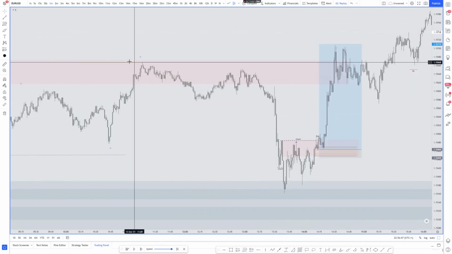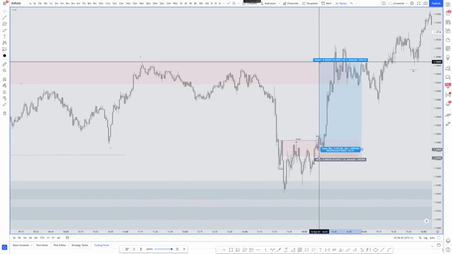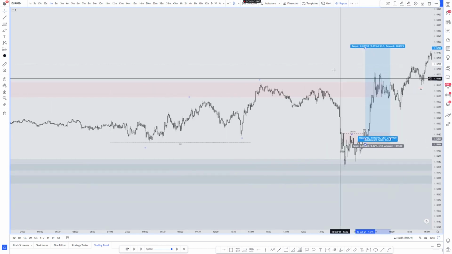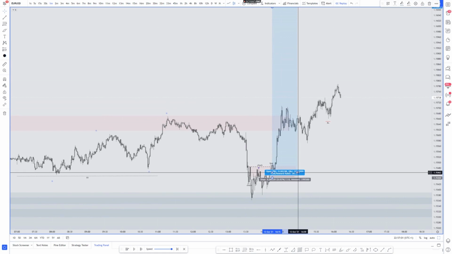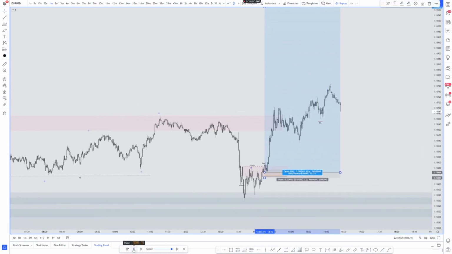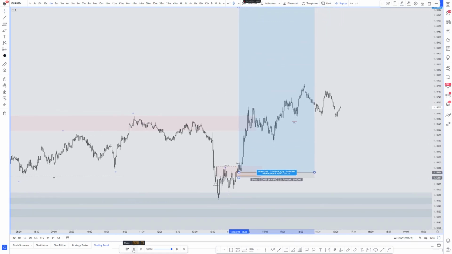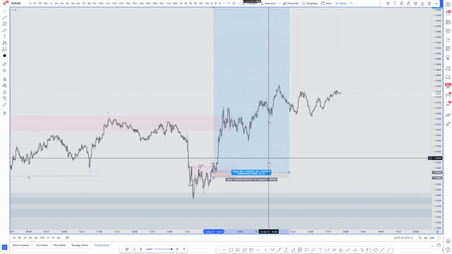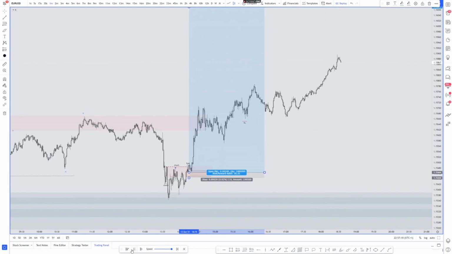I would rather partial out 80% right here and then just leave 20% running. And if it ends up running on you, that's great. If it doesn't, no big deal. You've already paid yourself. This trade owes you nothing. But sometimes they continue on running. We never know. So this one hasn't taken you out yet if you were trailing stop losses, but it's completely up to you how you want to manage.